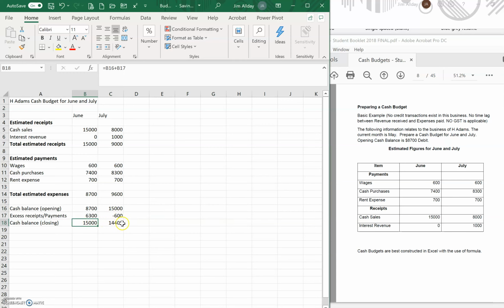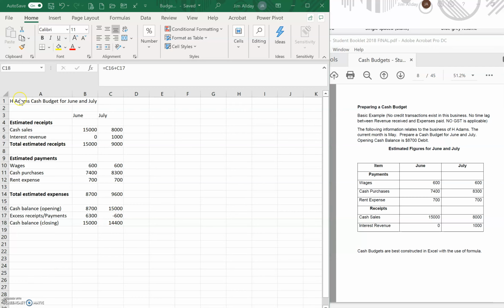Because I've copied across that formula there, so the 15,000, notice here we've got negative 600, we're predicting to pay out more than coming in. So we've got 9,000 receipts, 9,600 payments, which gives us a negative balance there. And that's pretty much about it. What we're saying here is we've got a July predicted closing balance of $14,400.